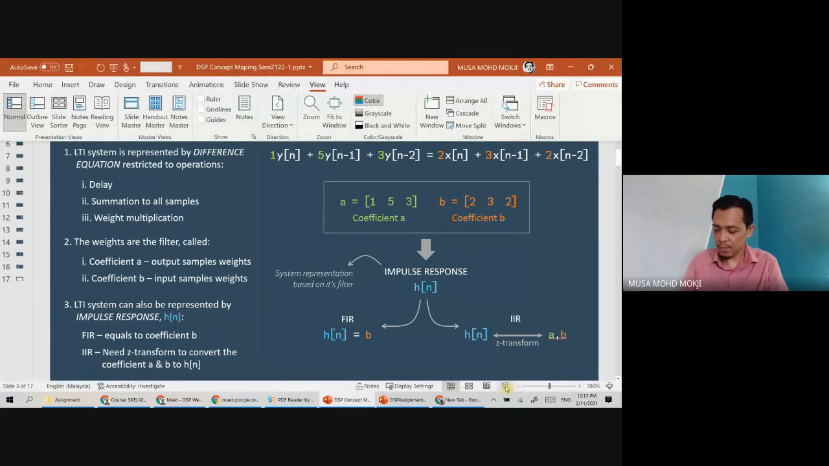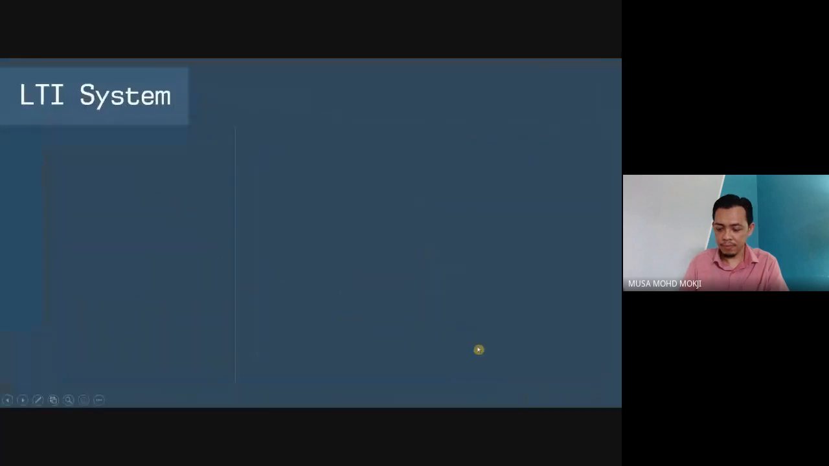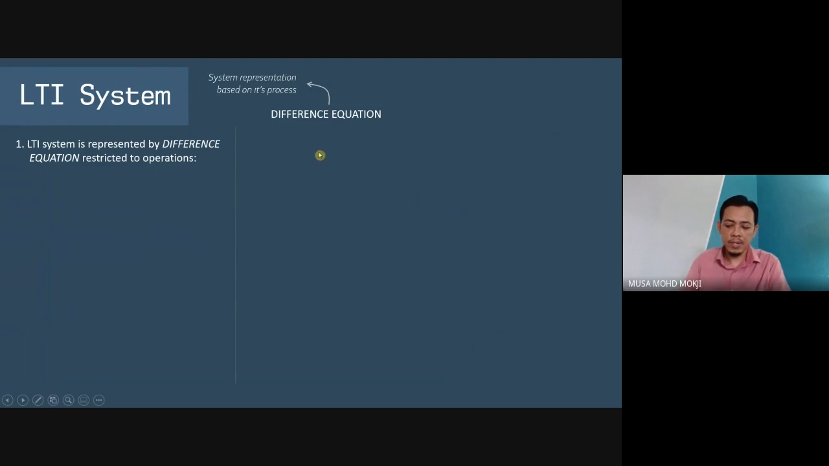So let's do a little bit of a recap. What is the LTI system? An LTI system can be represented using a difference equation. So what is a difference equation? It is a system representation based on its process. That is how we can see what the input sequence and output sequence involved are, which one is supposed to be summed, which one is supposed to be multiplied with some weights, and what the delays involved are. So we see the process. That is what we call a difference equation.